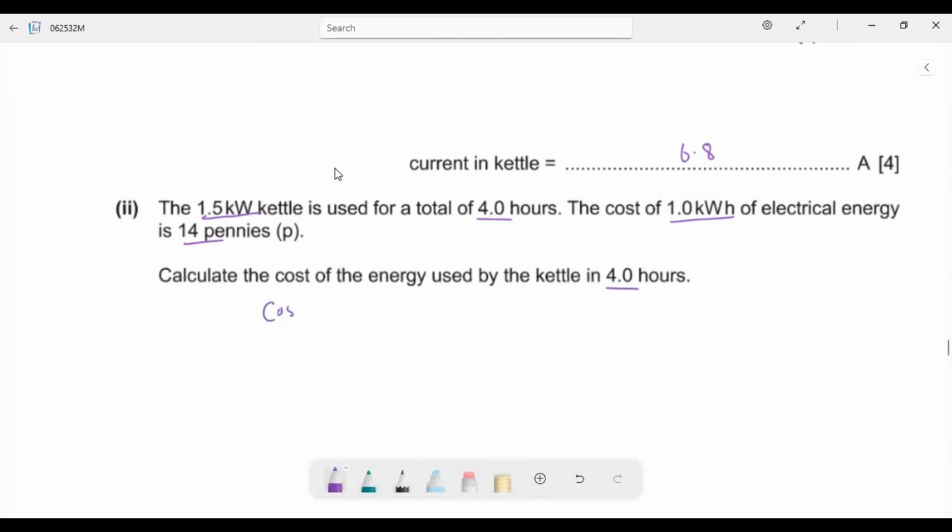So cost of energy is equal to power into time into cost of 1 kilowatt hour. Power is given as 1.5, that is for 4 hours, and the cost for 1 kilowatt hour is 14. So after multiplying, we'll be getting 84 pennies.